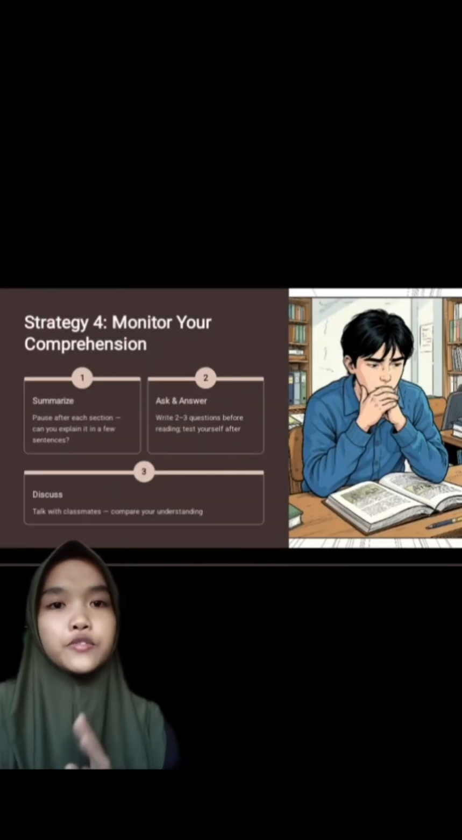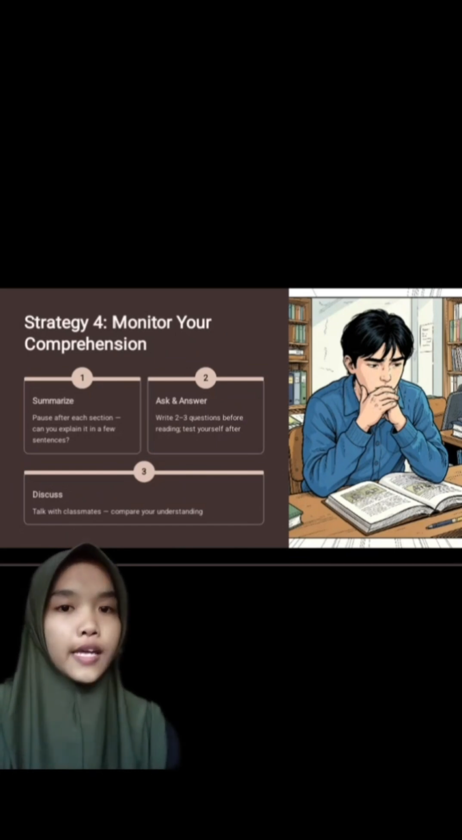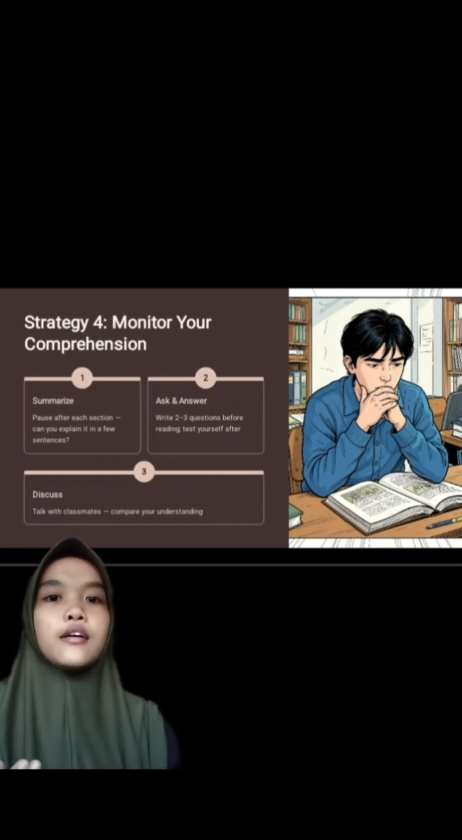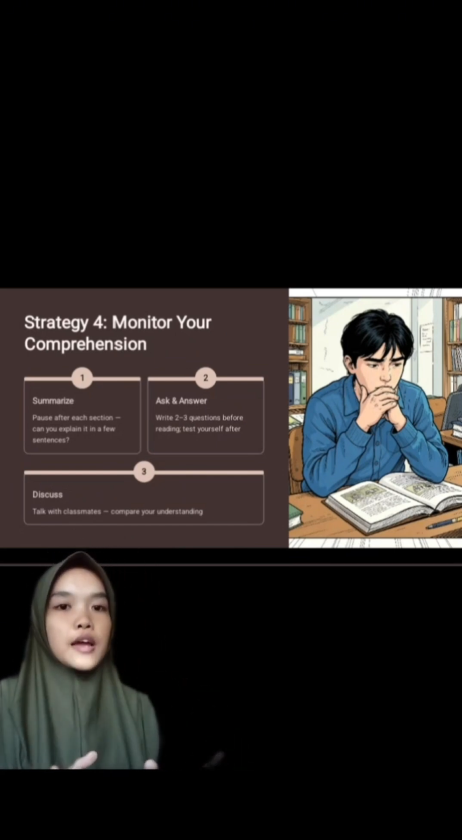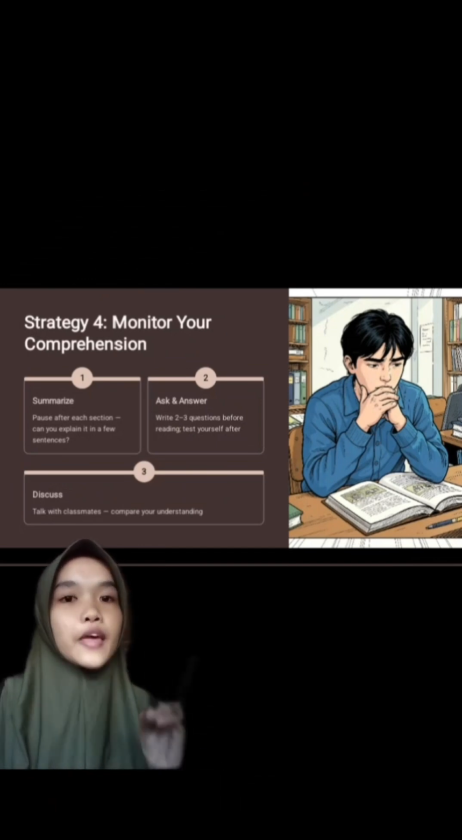Now I will continue to strategy 4, which is monitor your comprehension. This strategy means readers should check their understanding while reading. The first step is summarize. After reading a section, readers should pause and explain the main points in a few sentences.